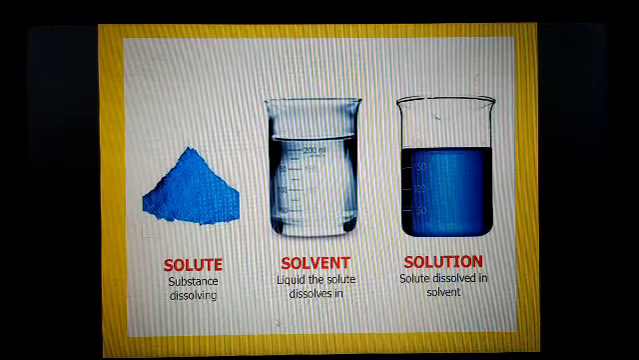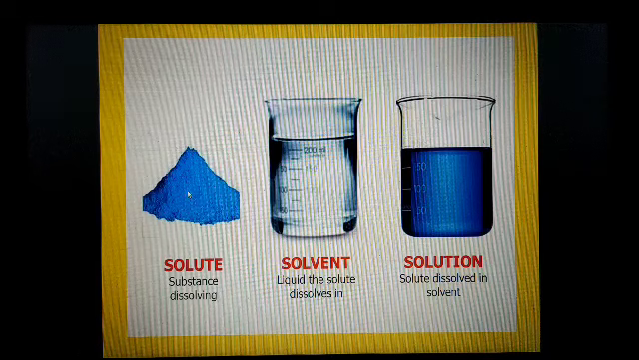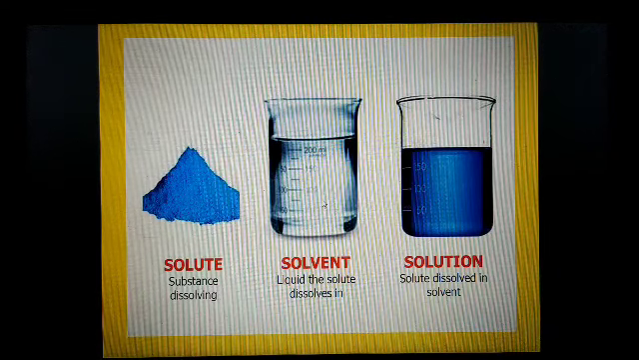Let's take an example here. As you can see here, this first one is a solute. Let's say it is a salt. This is copper sulfate salt, and this is blue in color. And here we have taken a glass containing water, and here it is solvent.